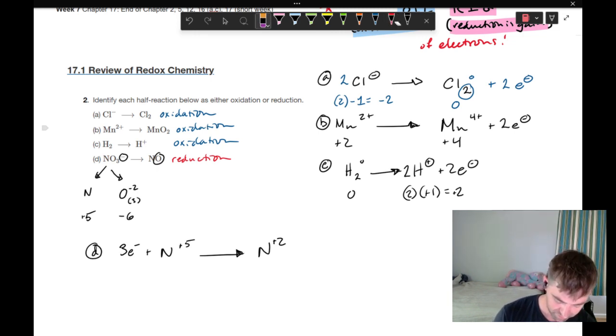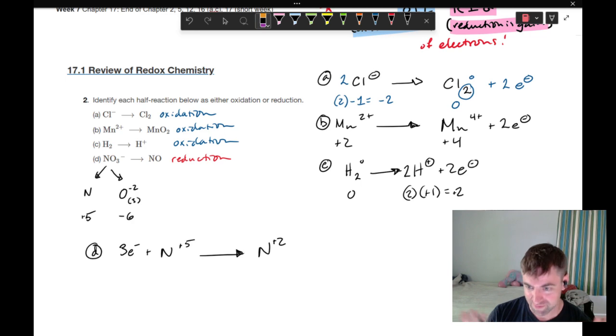Cool. So again, you may be tempted to just look at which side the charge is on and whether it's positive or negative and go, oh, well, this must be a reduction because there's a gain in charge or there's a loss in. It's not how it works. Do these accounting steps.